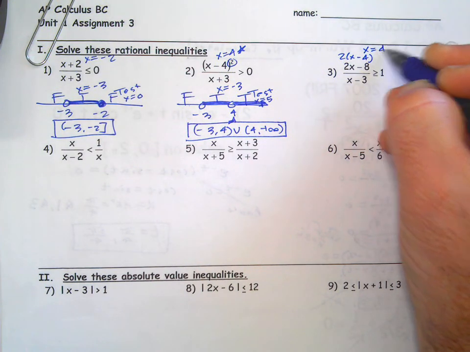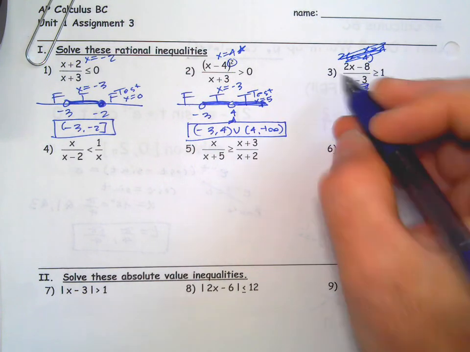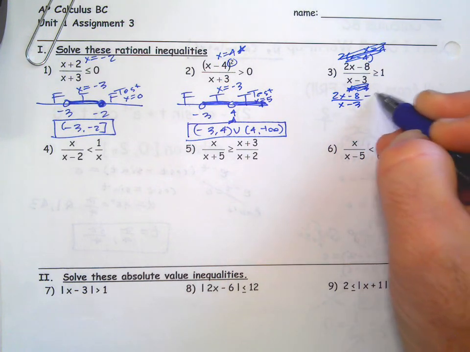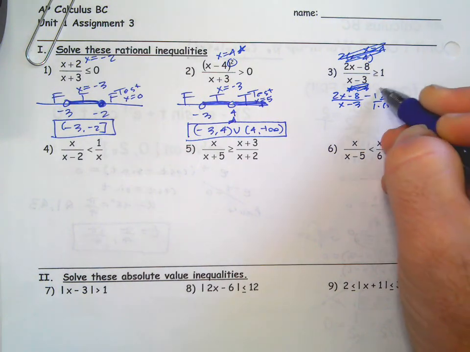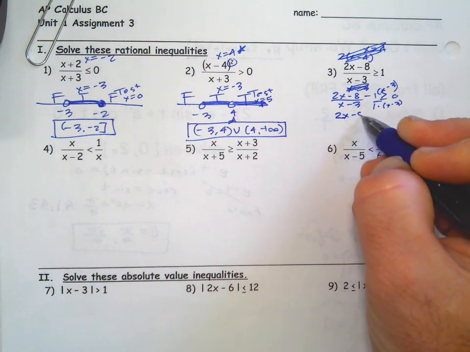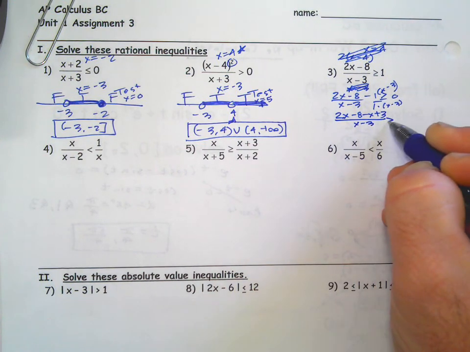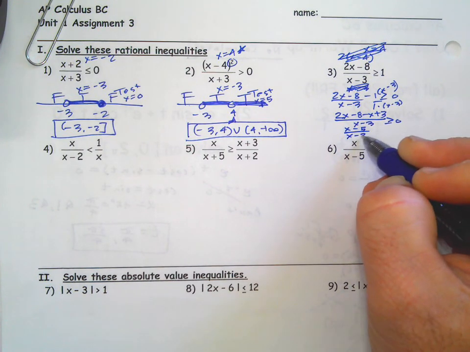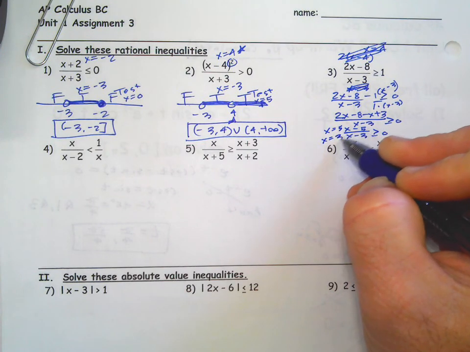x equals 4, x equals 3. Oh, shoot. Got to bring everything on one side to equal 0. Doesn't make sense to do all that. Okay, least common denominator is going to be x minus 3. So we're going to get 2x minus 8 minus x plus 3 over x minus 3. So that's going to be x minus 5 over x minus 3. So x equals 5, x equals 3.